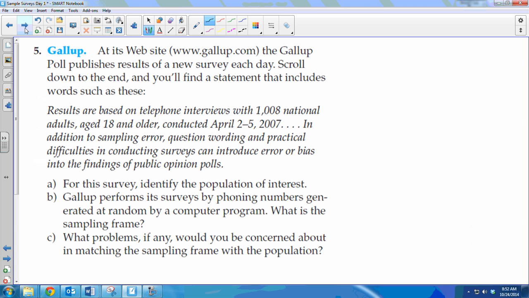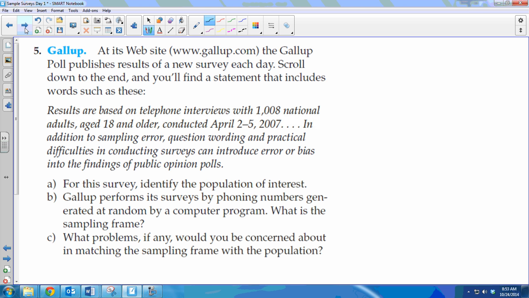So I'm going to do 3 problems with you, and I'm going to assign you a few to do. So just going over some of these ideas we talked about today. At its website, the Gallup poll publishes results of a new survey each day. Scroll down to the end and you'll find a statement that includes words such as these. Results are based on telephone interviews with 1,008 national adults aged 18 and older, conducted April 2nd through 5th, 2007.